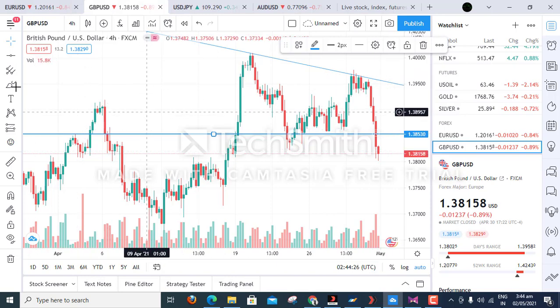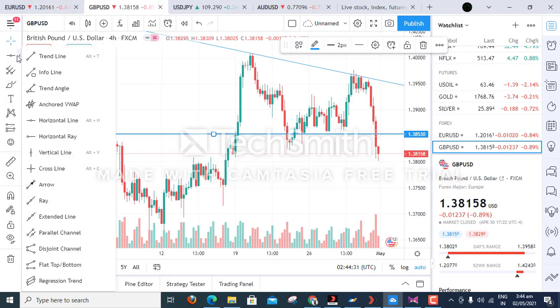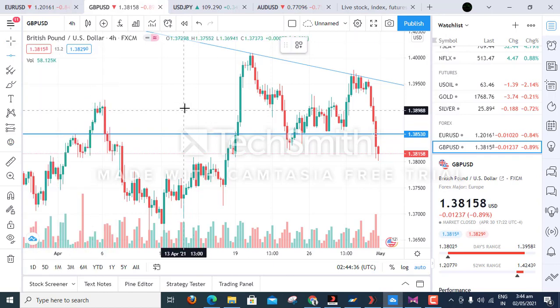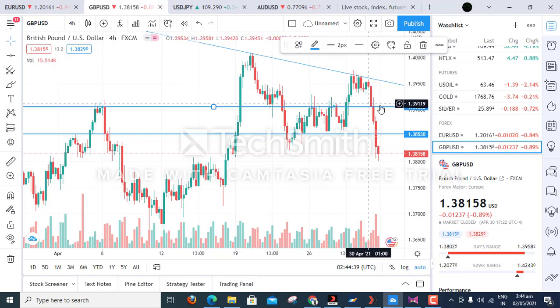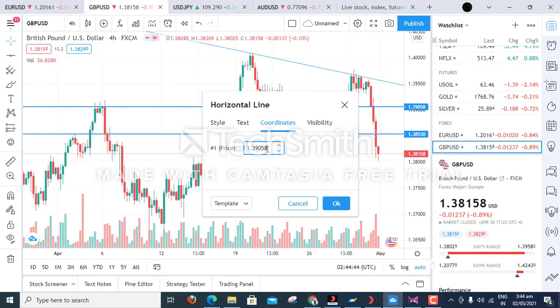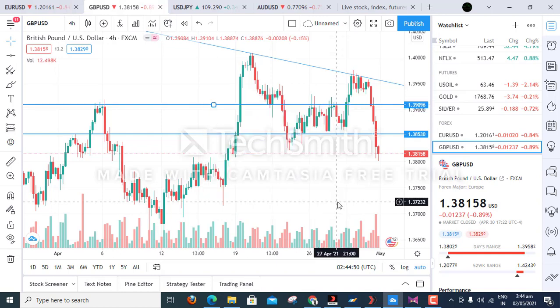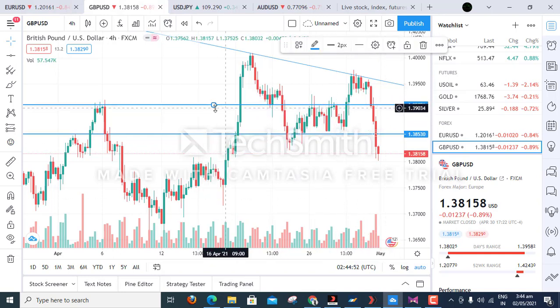And I'm looking at the next resistance level as my stop loss, which is 1.39096. It should be around this level. This is going to be my stop loss. You can see it is almost the upper edge of the previous resistance level from where price actually came down and respected it very well.